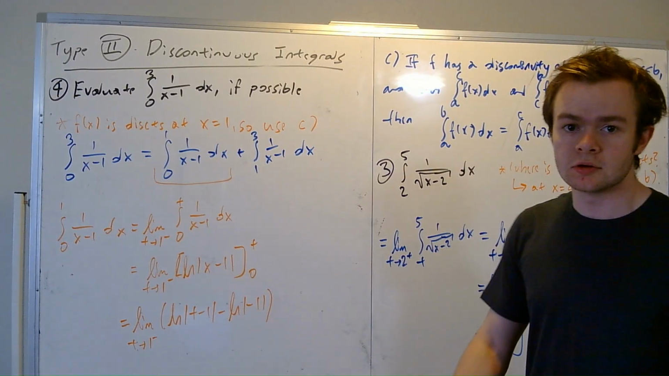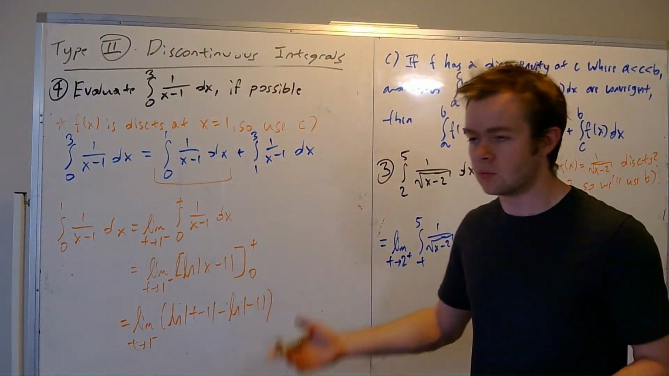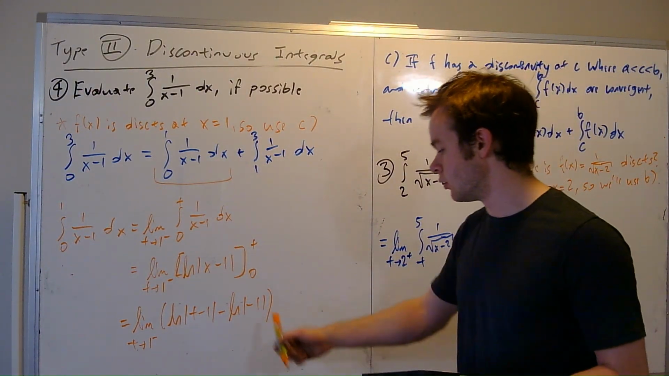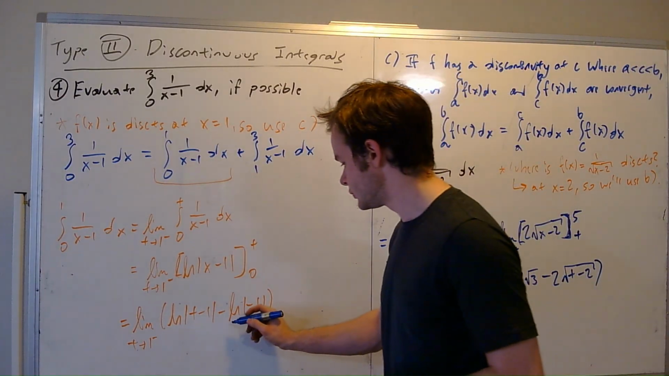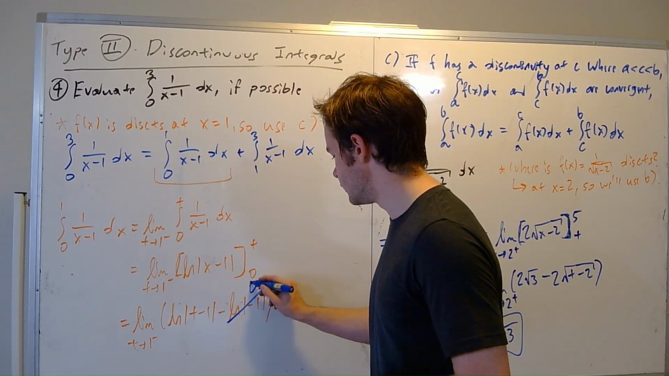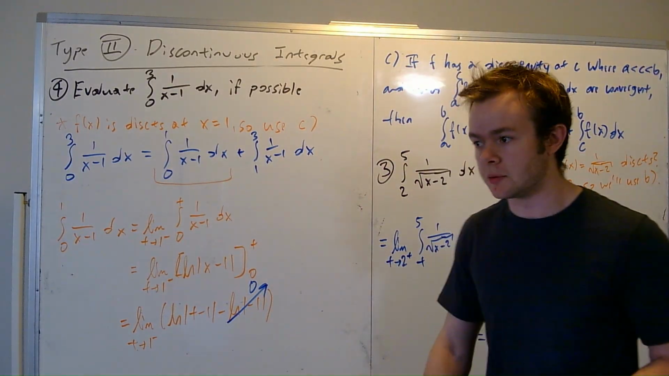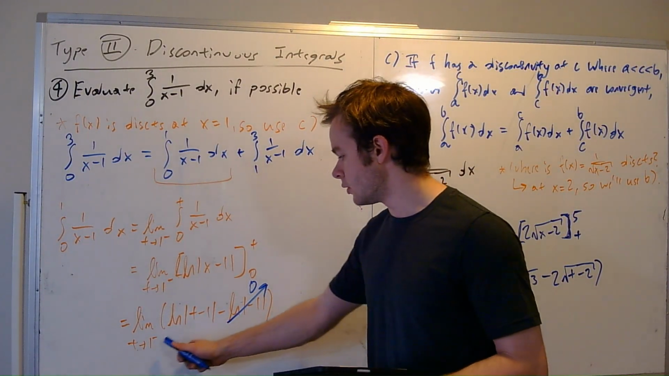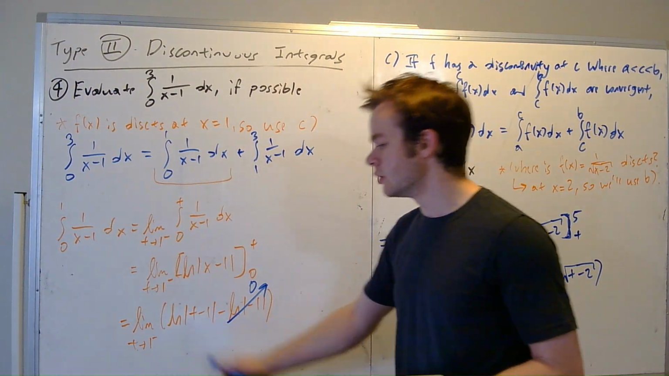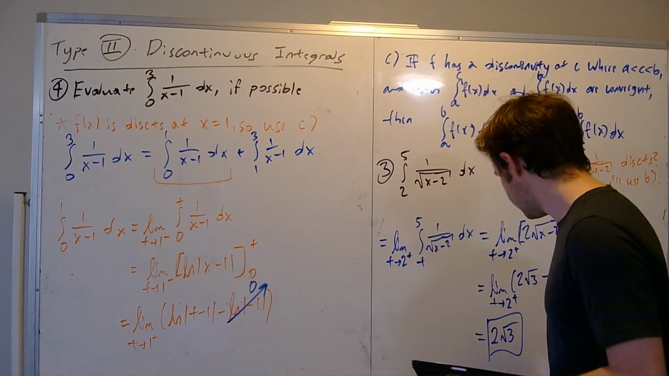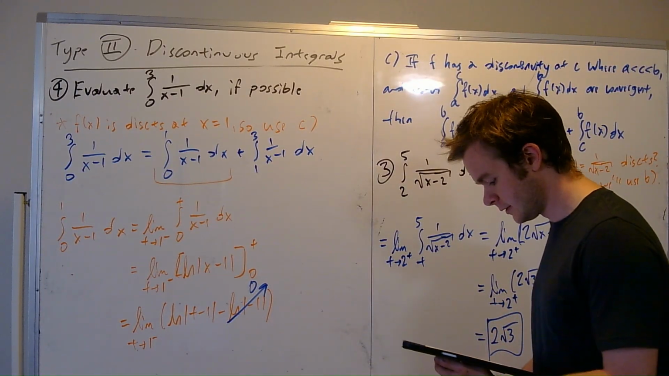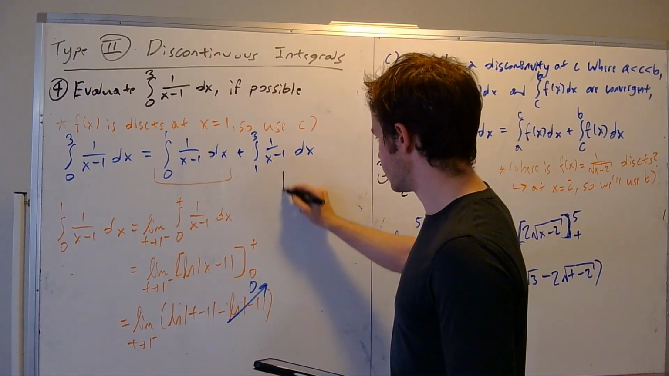Now, natural log of 1, that's saying what power do I have to raise e to get 1? That is 0. So this part here is 0, so we can get rid of that part. And then we look at this part. Now t is going towards 1, so you're approaching the natural log of 0. So let's look at the graph. Let's figure out what's going on from the graph.